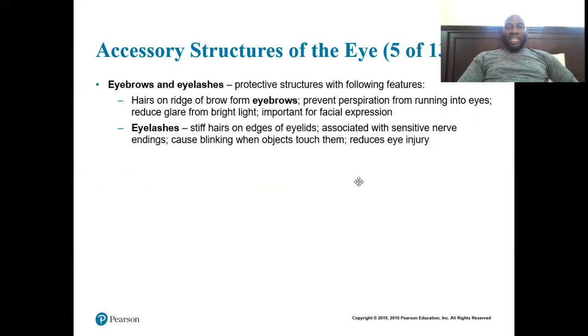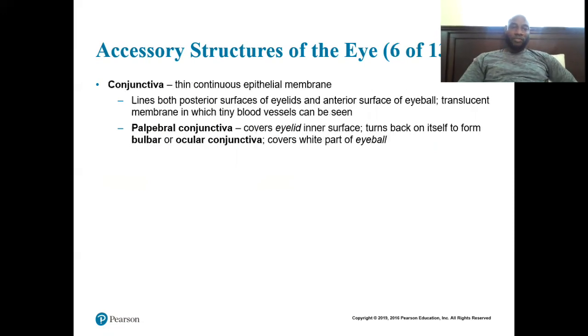You also have eyebrows and eyelashes. Hairs on the ridge of the brow form eyebrows, prevent perspiration from running into your eyes, and can also block glare. Eyelashes, everybody knows what eyelashes are. They have sensitive nerve endings that cause blinking when objects touch them, so they help protect your eye, reducing things from getting into your eyes. You have the conjunctiva, a thin, continuous epithelial membrane that lines both the posterior surface of the eyelids and the anterior surface of the eyeball. Translucent means light can go through it. It's a translucent membrane in which tiny blood vessels can be seen.